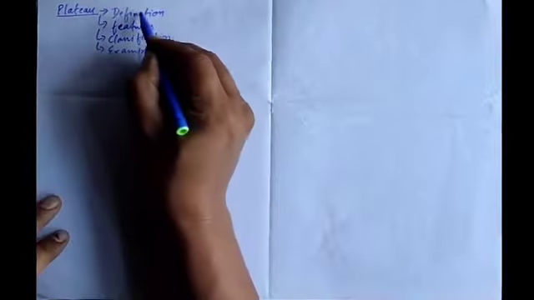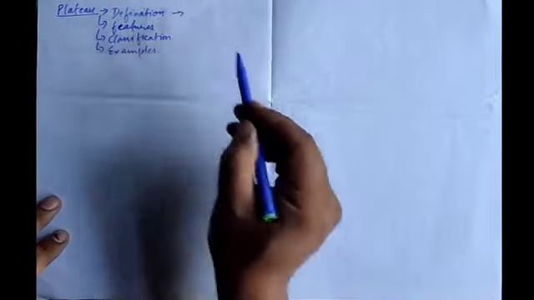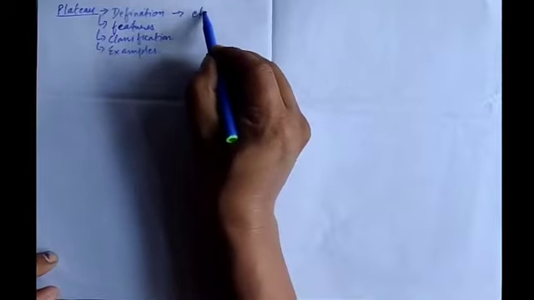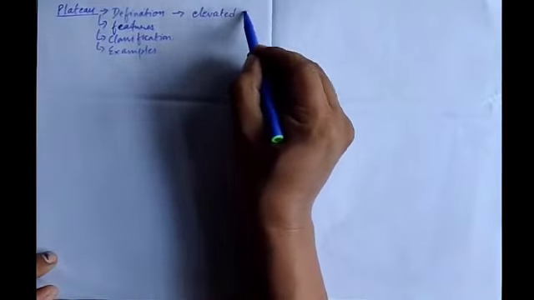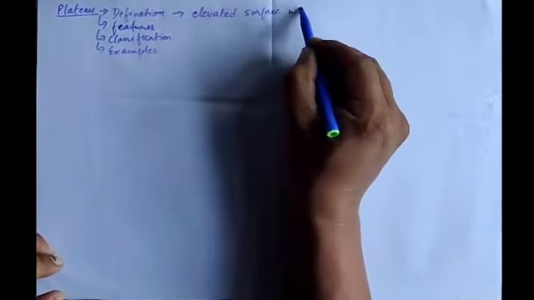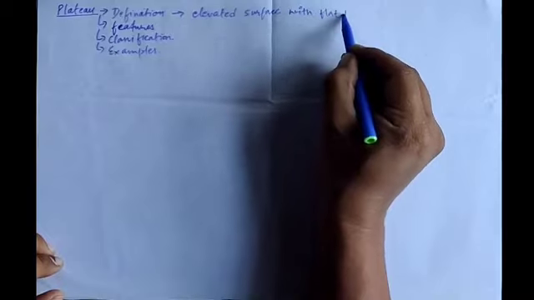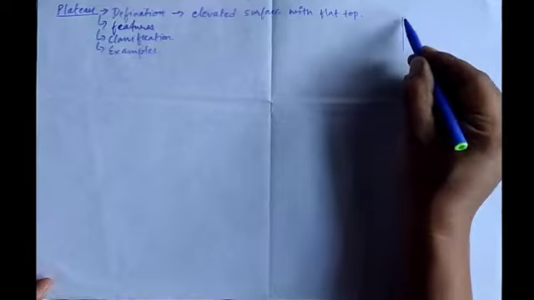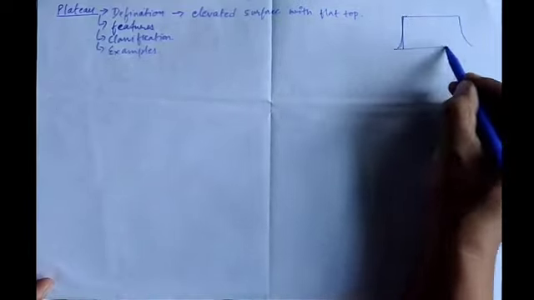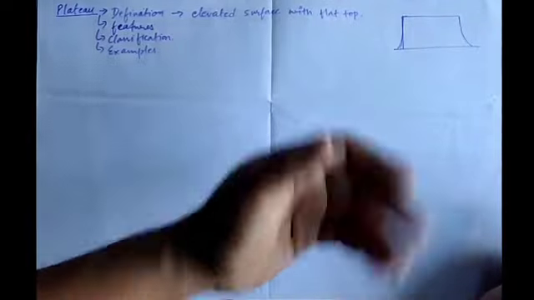So the first thing is the definition of plateau. Now, plateau, in very simple terms, is an elevated surface with a flat top. Very simple, isn't it? It's an elevated surface with a flat top. Yes. So now, if we see a cross section of a plateau, it will look like this: an elevated space with a steep slope.